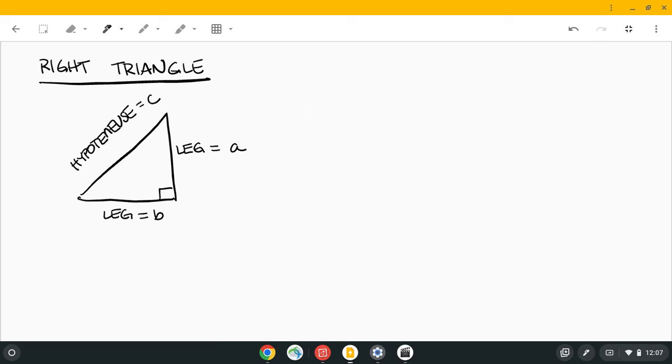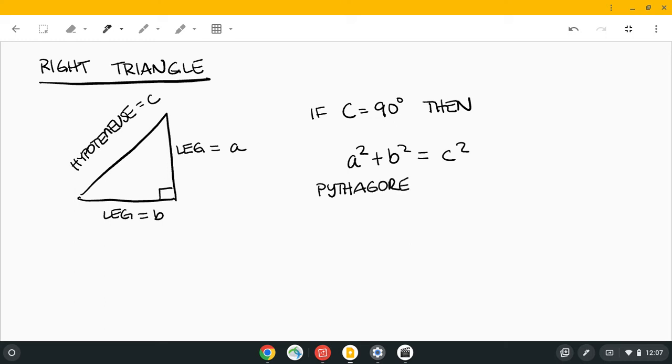Alright, so if you have a 90 degree, here, let's call this angle C. So if C is 90 degrees, then A squared plus B squared equals C squared. That's your Pythagorean theorem. Okay?